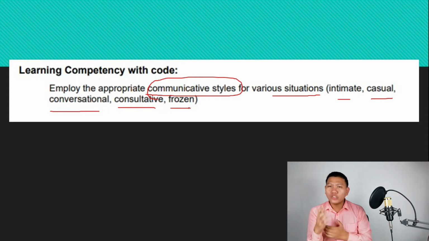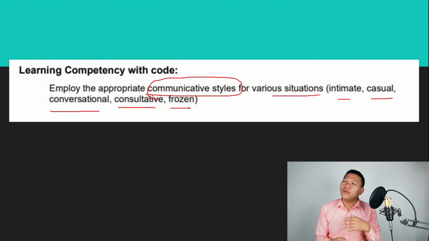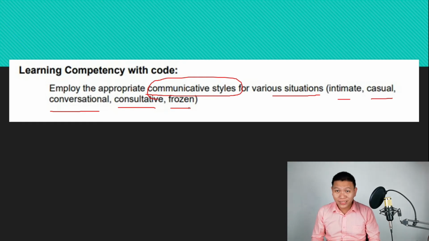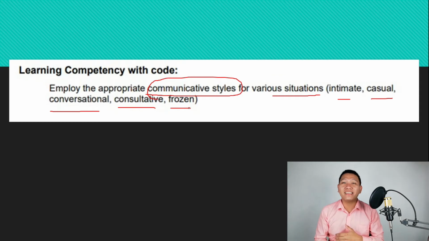Now, the way we communicate with people varies depending upon the situation. And of course, we communicate depending upon the people we talk to. We communicate differently with our parents. We communicate differently with our friends, with our teachers. These are what we call communicative styles. These are the styles we use when we communicate.